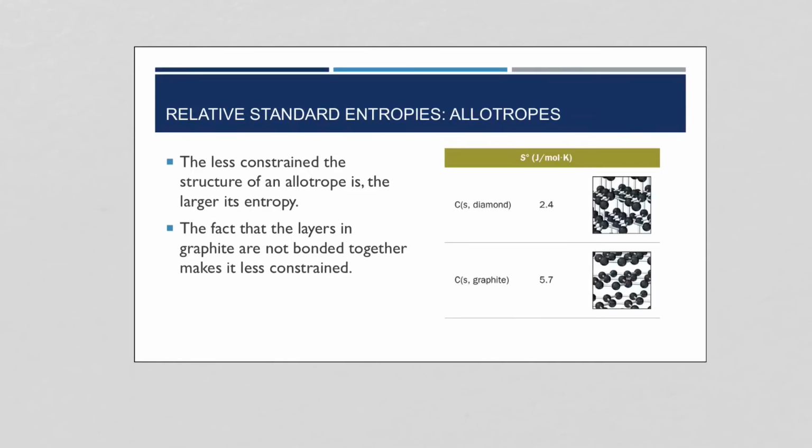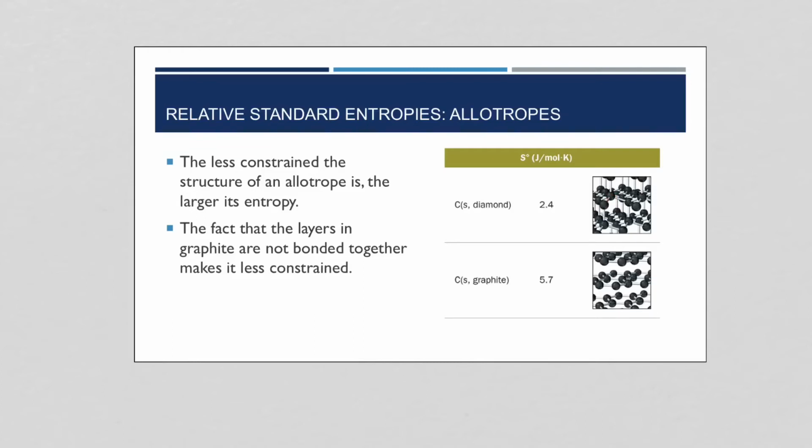Now, another thing that can influence that is if the material exists in different common allotropes, then those allotropes will have different entropies. So, for example, two of the allotropes of carbon are diamond and graphite, and we can see that diamond has a lower entropy, meaning it's a more ordered system than graphite. And so, if we look a little bit at the structures, diamond is very ordered.